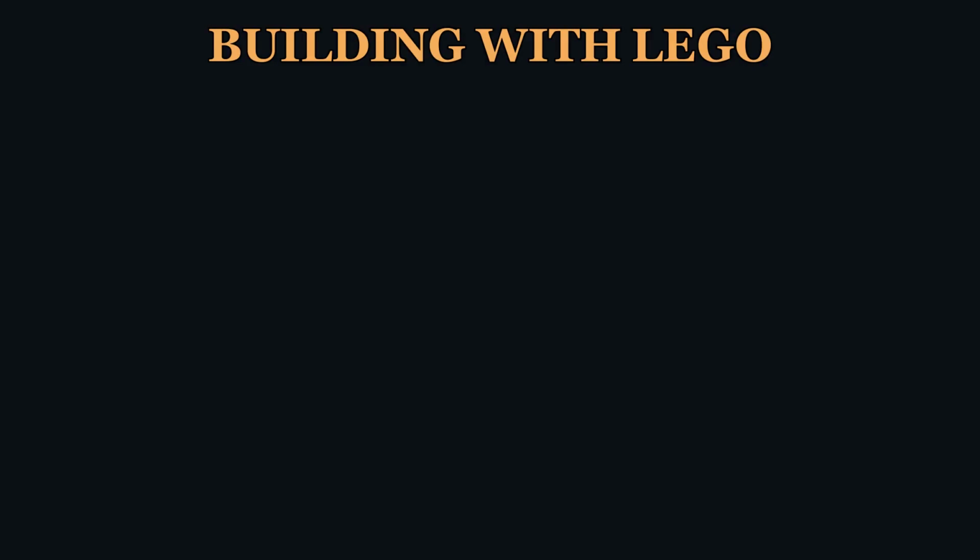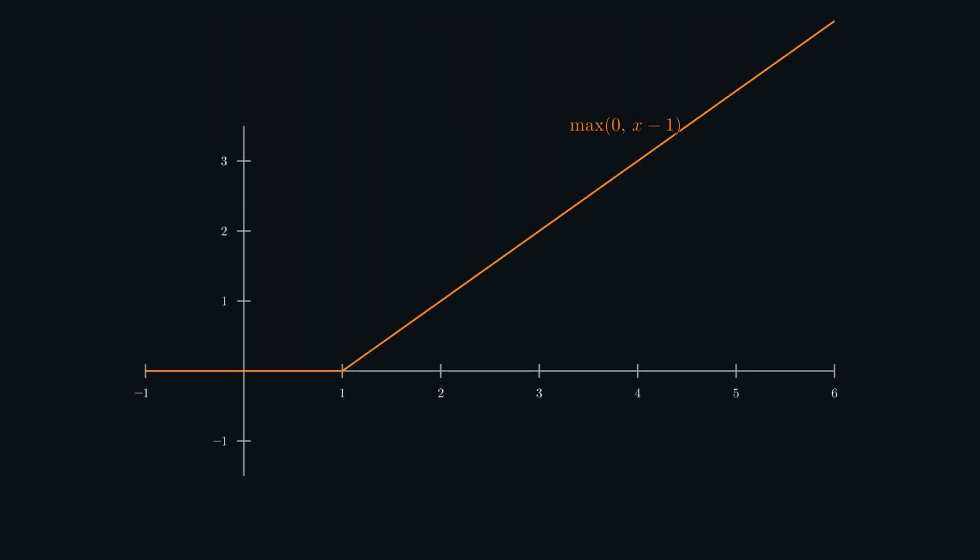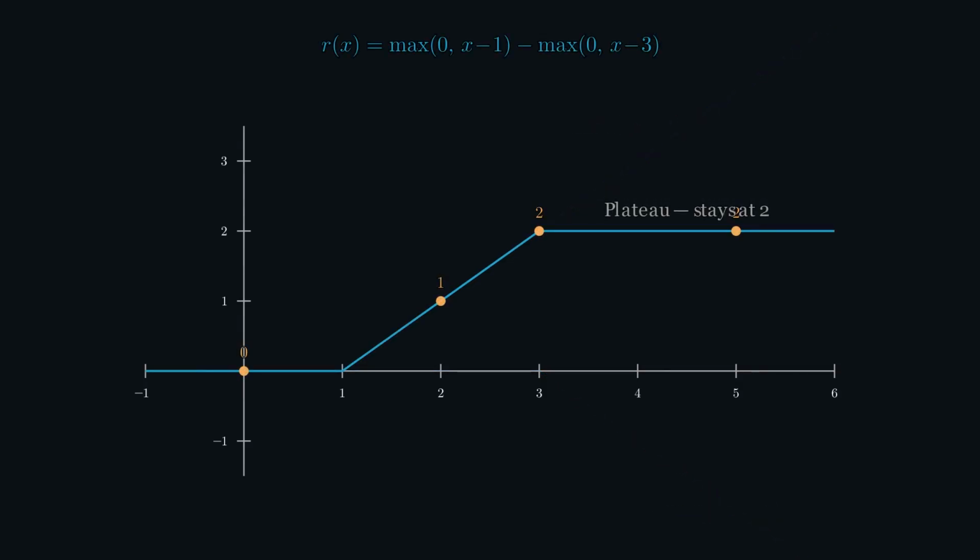Now let's build something from these simple pieces, like assembling Lego bricks. Take one ReLU shifted to x equals 1. It ramps upward from that point. Now subtract another ReLU shifted to x equals 3. Something interesting happens. The two slopes cancel out, creating a ramp that rises and then stays flat. It climbs from 0 to 2, then hits a plateau.